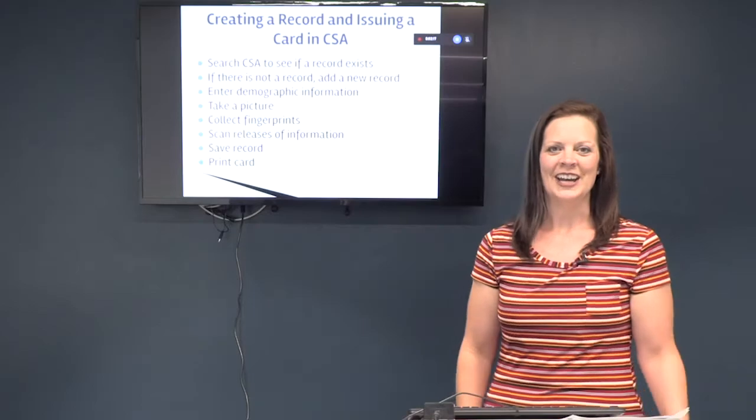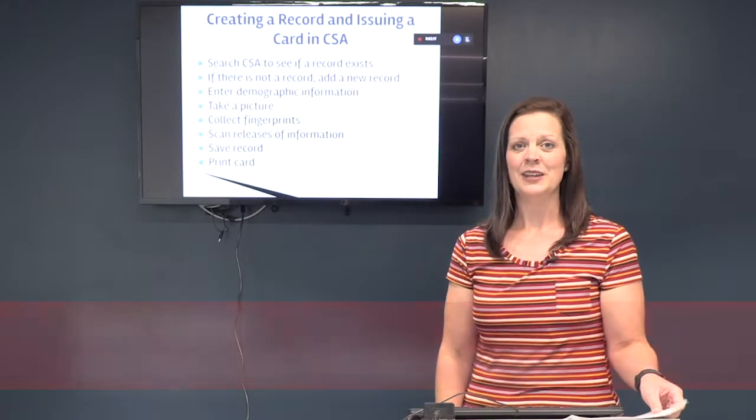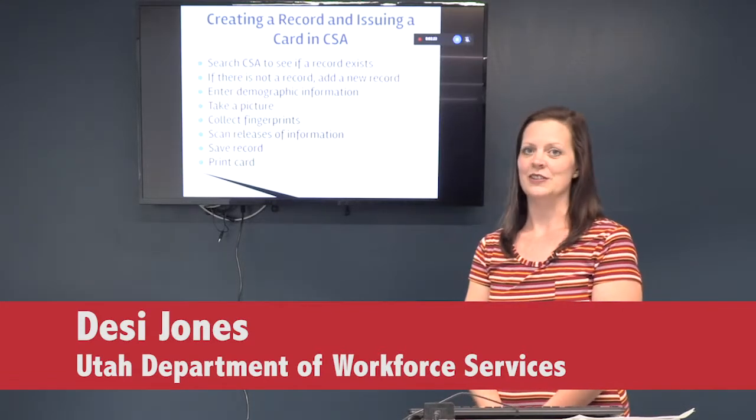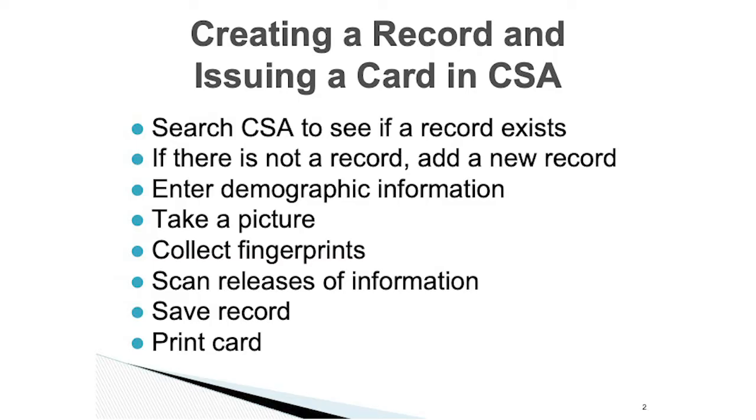So now that you have access to the CSA system, I'm going to teach you how to create a record and search for those records. So today we'll be going over how to search CSA to see if a record exists. If there's not a record, we'll teach you how to add a new record, enter demographic information, take a picture, collect fingerprints, scan release of information, save the record, and then print the card.